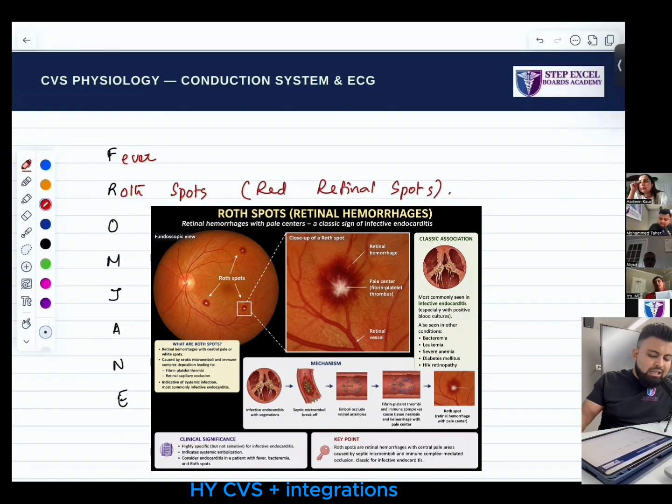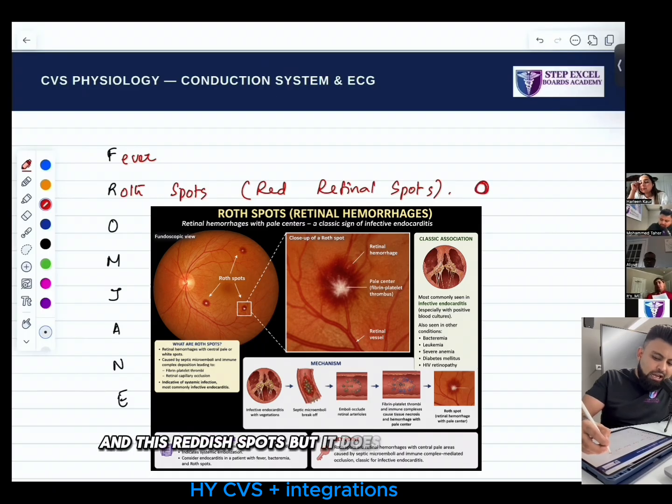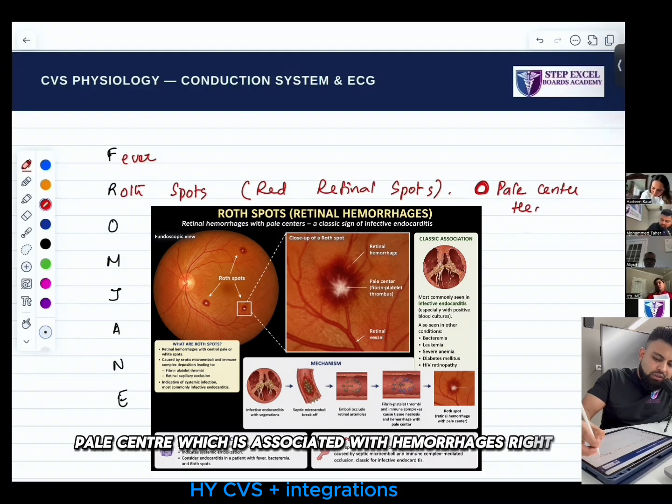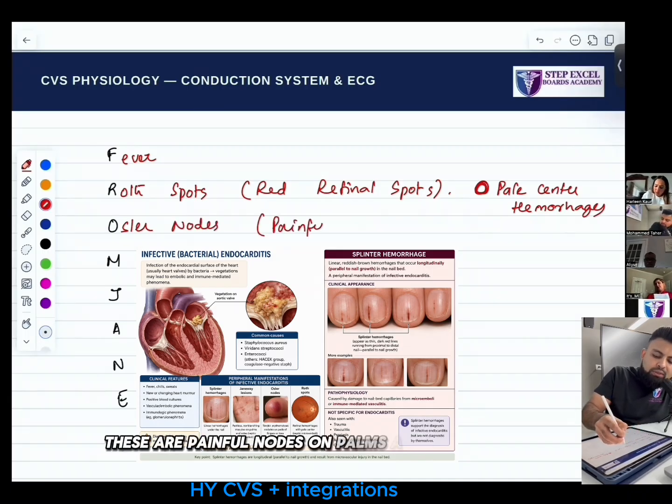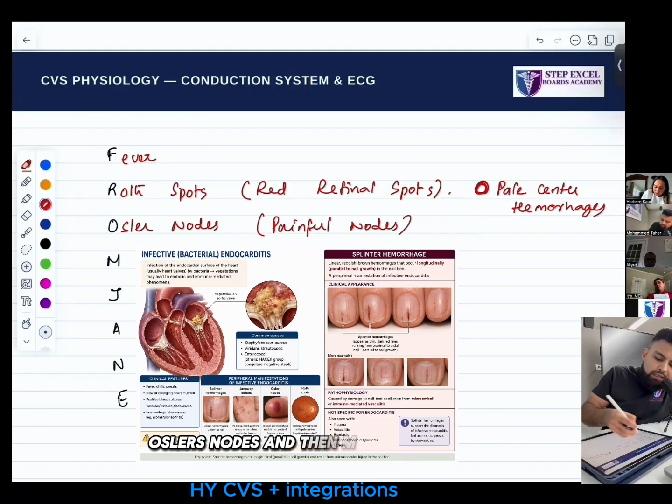Retinal hemorrhages, right? And these reddish spots do have a pale center, which is associated with hemorrhages. Next, O is for Osler nodes. Osler's is ouch, painful. These are painful nodes on palms and soles, right? Osler's nodes. And then M is for murmur.